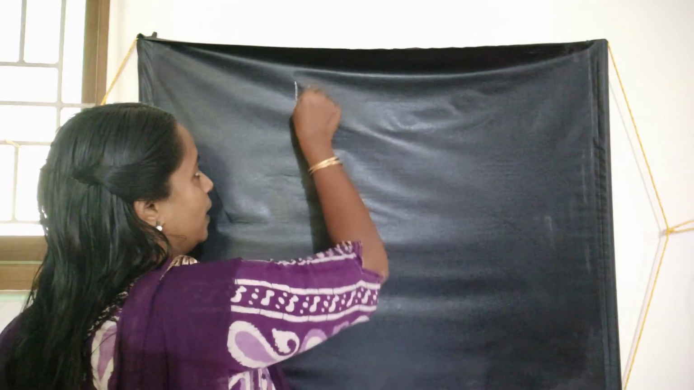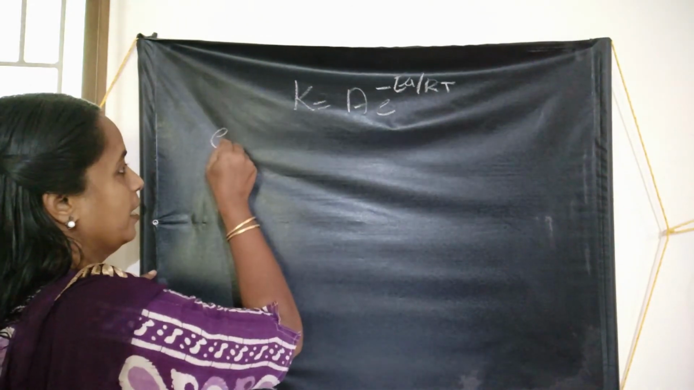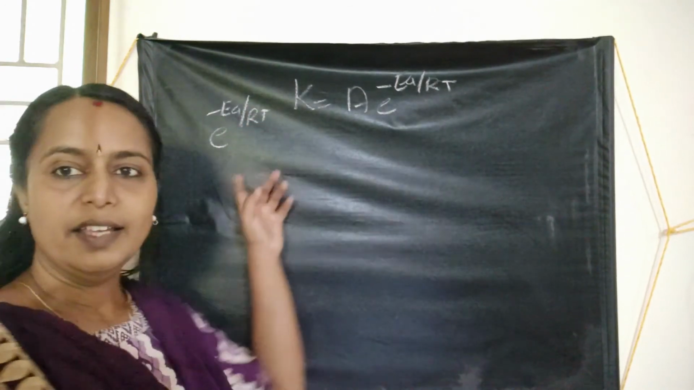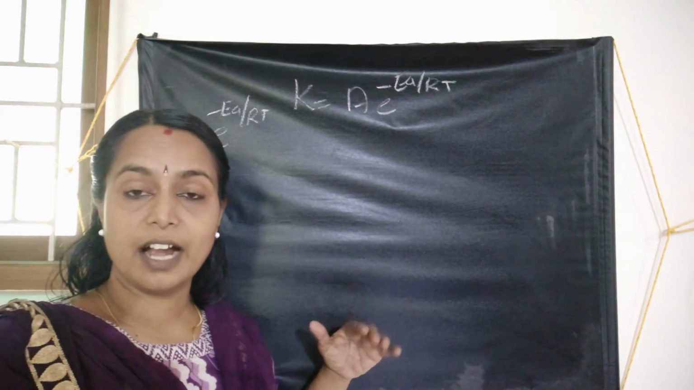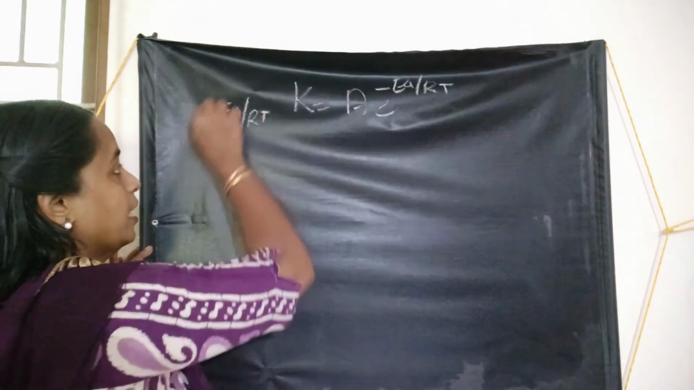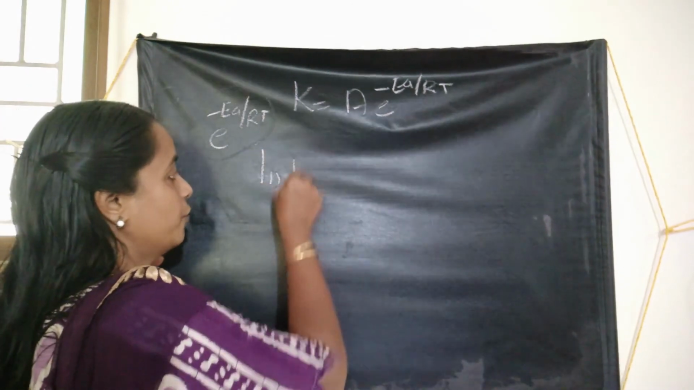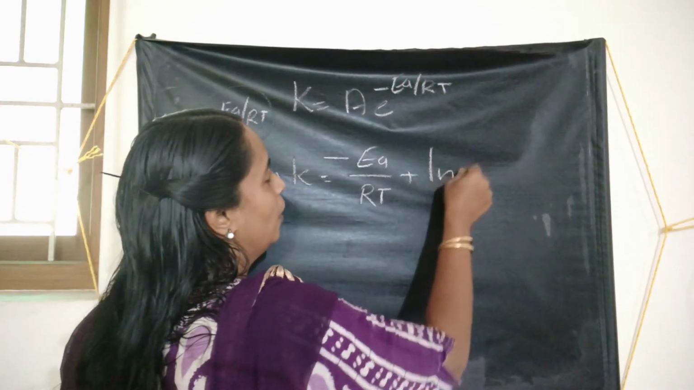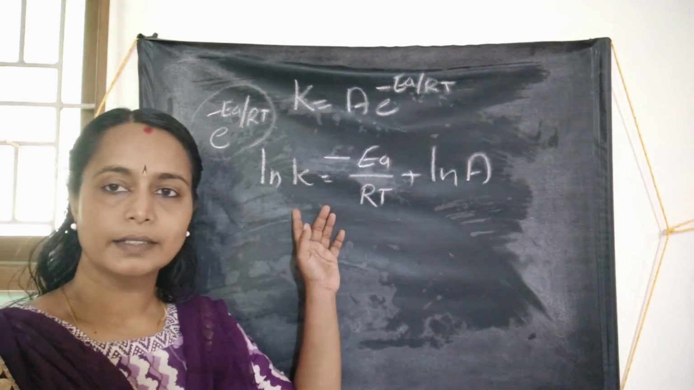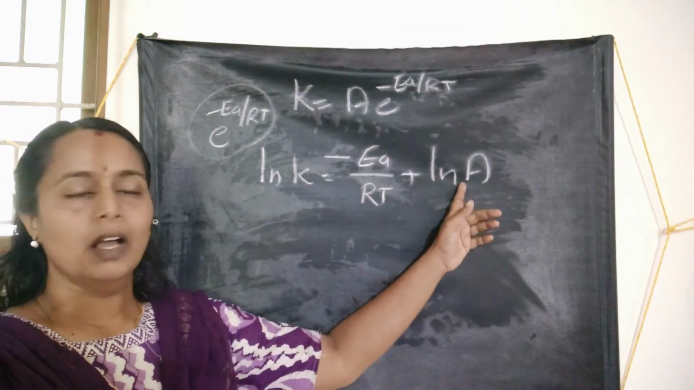By Arrhenius, the rate constant K is equal to A e to the power of minus EA by RT. And this e raised to minus EA by RT indicates the number of molecules which have kinetic energy greater than the activation energy. Activation energy-ekkal kooduthal kinetic energy ulla number of particles-ine soochippikkunna ennamaanu e raised to minus EA by RT. And when you take the logarithm, the natural log of K can be written as minus EA by RT plus natural log of A. That is, the logarithmic form of the Arrhenius equation is ln K equals minus EA by RT plus ln A.